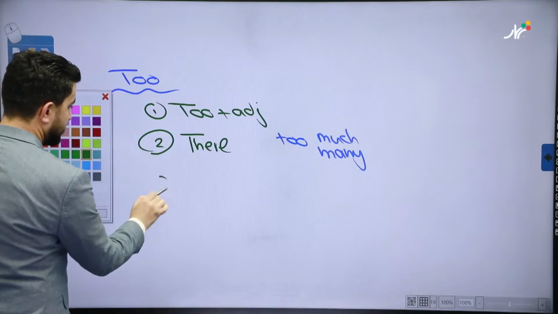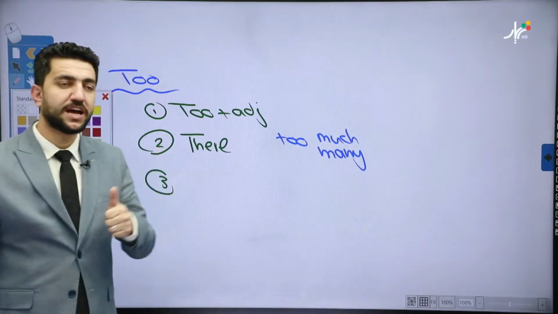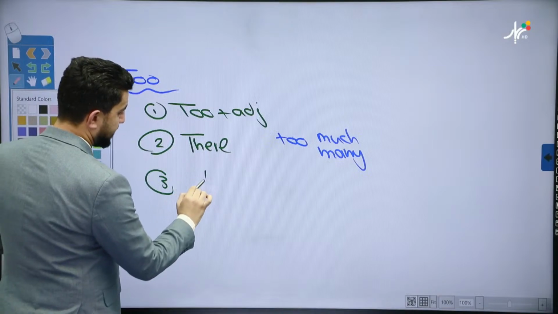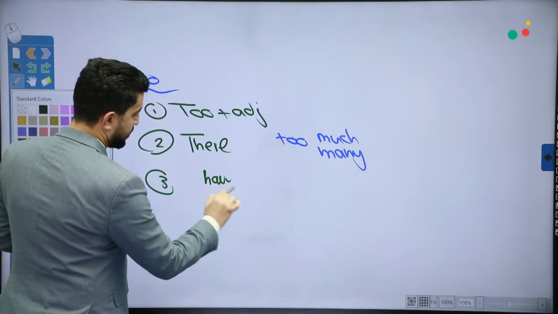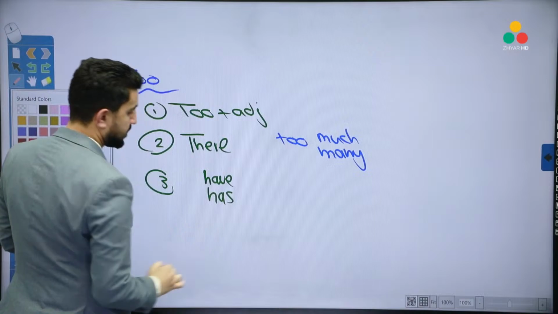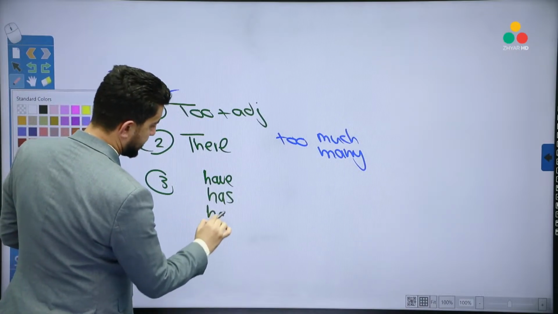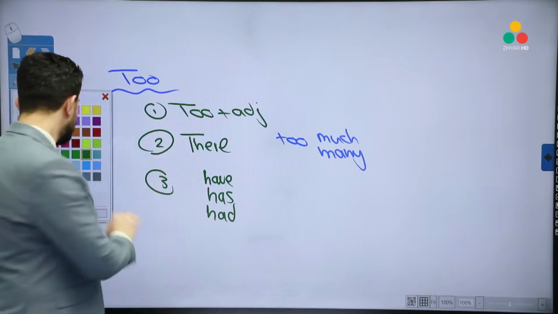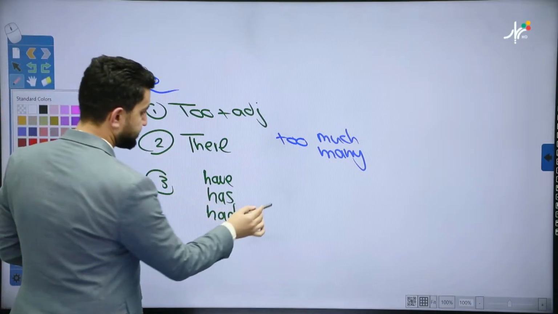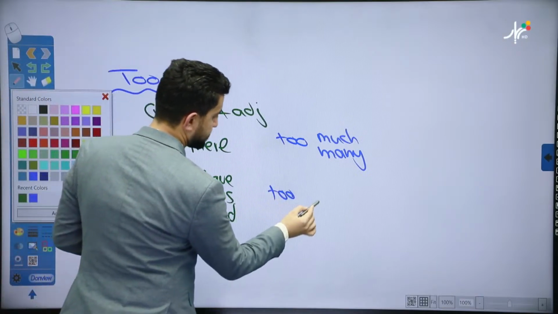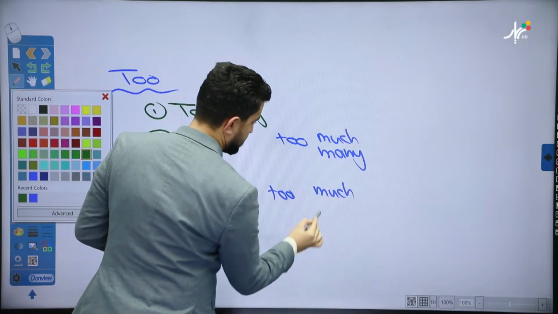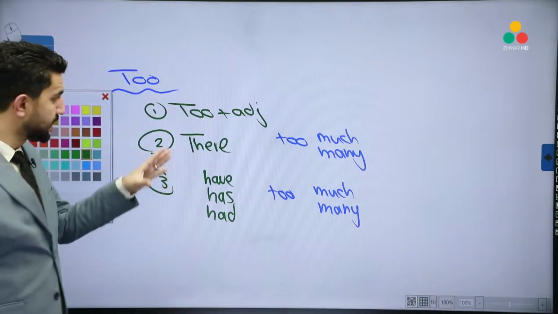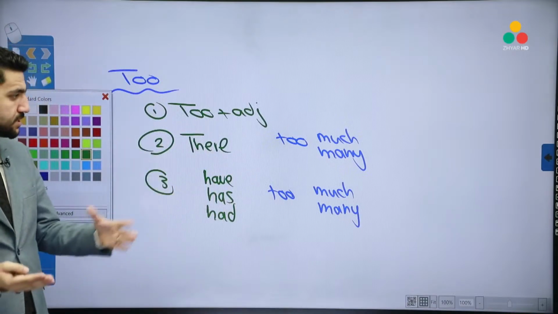Rule number 3, when we have "have" and "has," or even "had." So when we have the verb to do, we use "too much" and "too many." Let's take a look. Too much, too many. Take notes well, because I'll go through details later on.